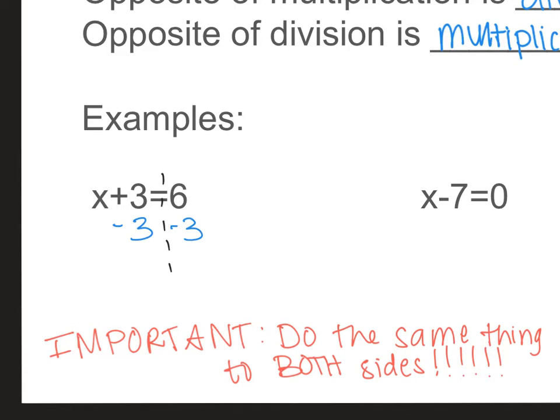Okay, so back to our example. We're going to subtract 3 from both sides. When you do 3 minus 3, that goes away. It leaves you with 0. So now on this side of the equation, we have x, and x equals 6 minus 3, which is 3. That is our answer. x equals 3.